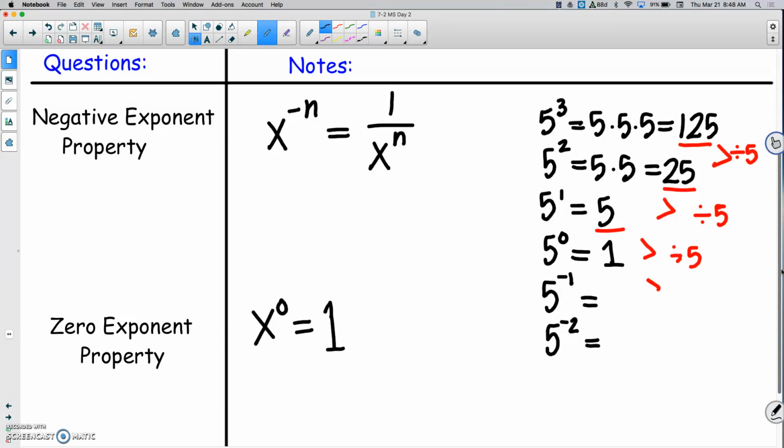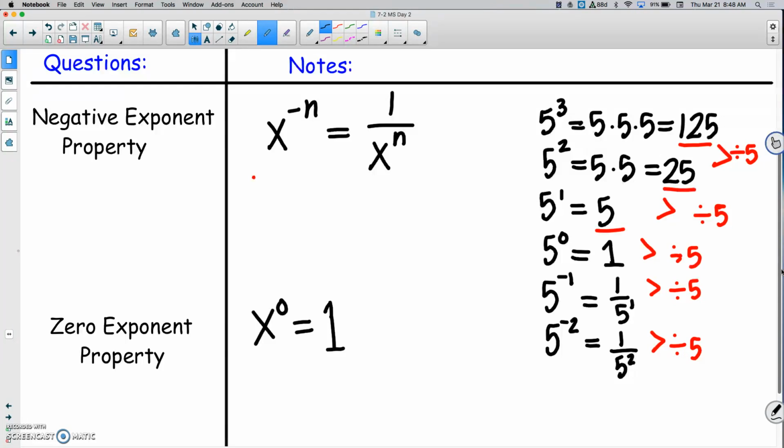Then if I continue that pattern again and I divide by 5, that gives me 1/5. And if I divide by 5 again, it gives me 1/25. Now 1/5 is the same as 1 over 5 to the first power. And 1/25 is the same as 1 over 5 to the second power. So can you see these properties in action by my example over there?